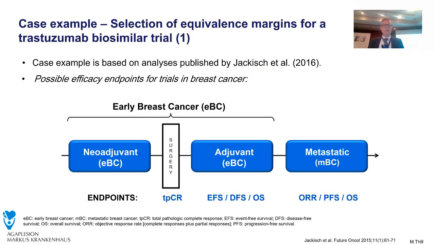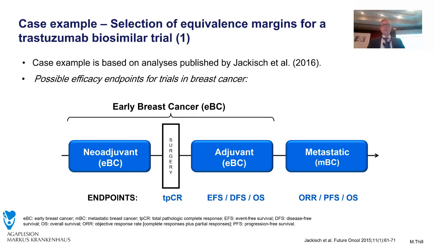So this is a case example. We have, on one hand, the neoadjuvant early breast cancer setting, and the endpoint is the total pCR. That means no residual cancer burden in the breast and in the nodes. In situ carcinoma is allowed. Then after surgery, of course, you have your adjuvant setting for early breast cancer with clinical endpoints: event-free survival, disease-free survival, overall survival. And then in metastatic breast cancer, you have objective response rate, progression-free and overall survival.